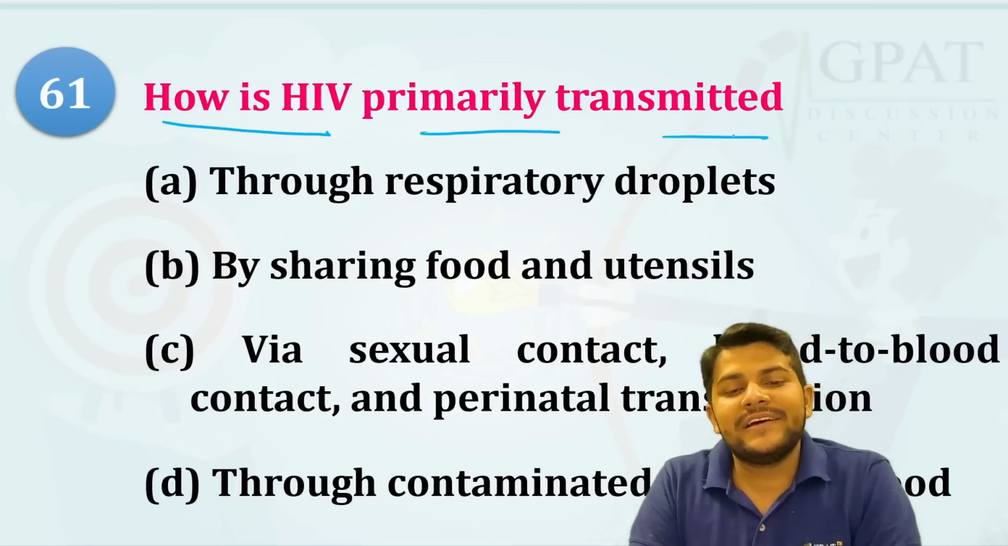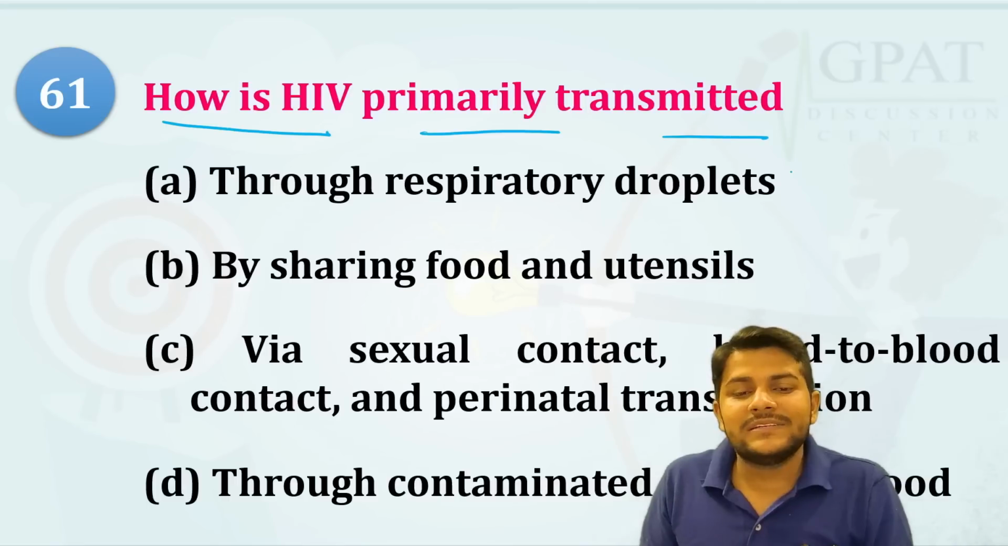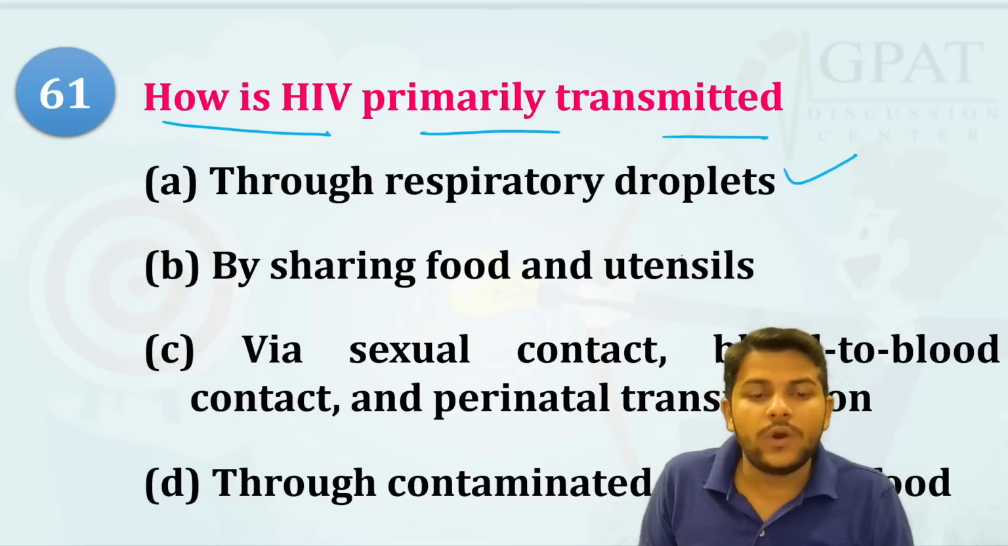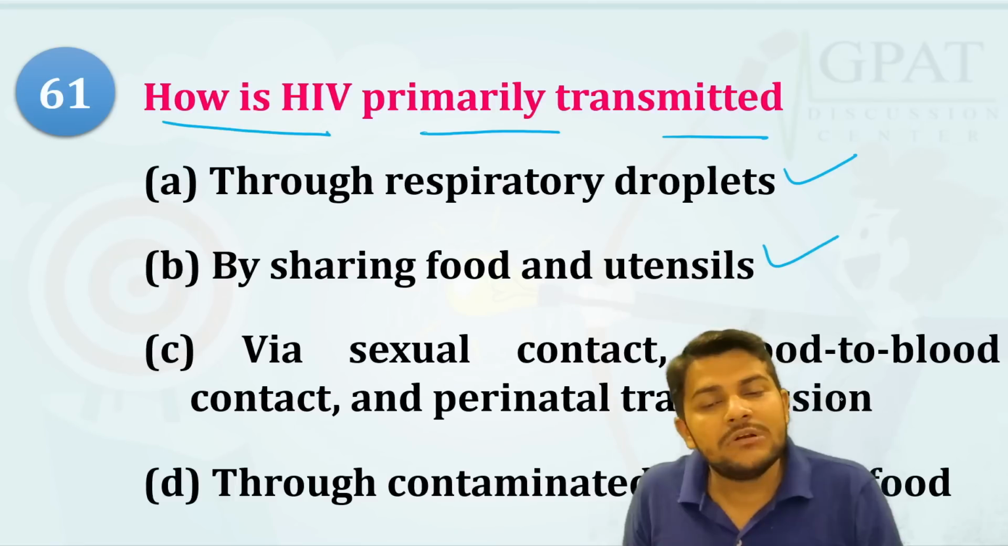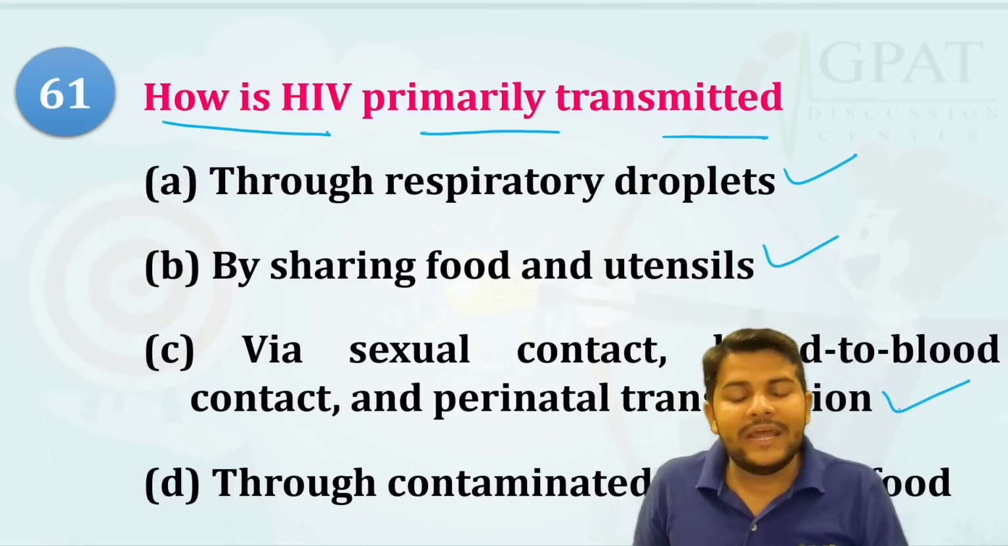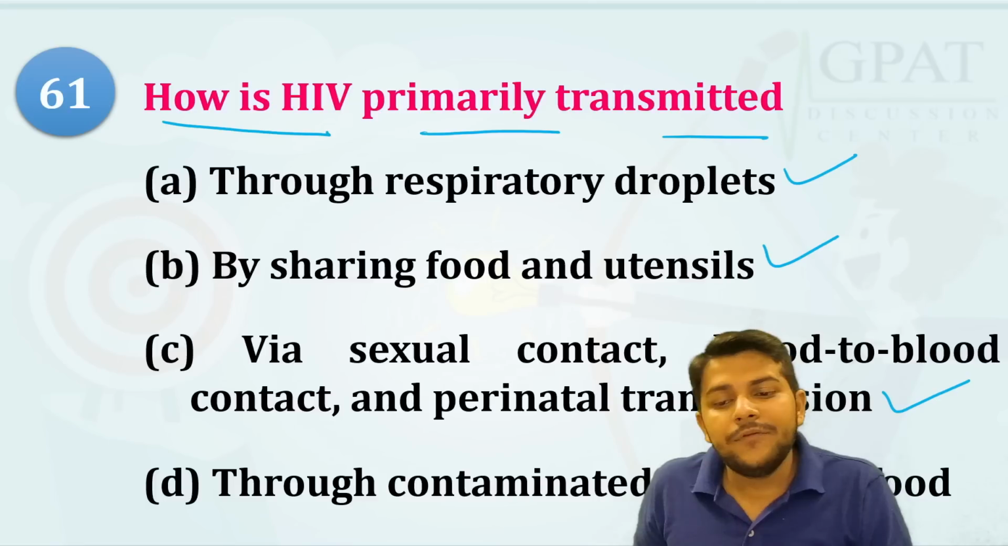After that, you have the next question: how is HIV primarily transmitted? You just have to tell me how HIV is primarily transmitted. Through respiratory droplets, okay. By sharing food or utensils, okay. Via sexual contact, blood to blood contact, and perinatal transmission, okay. Through contaminated food and water.